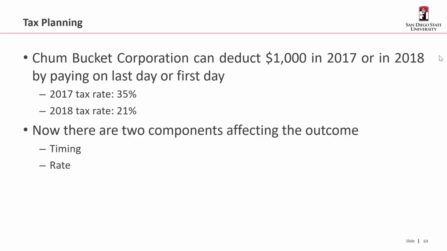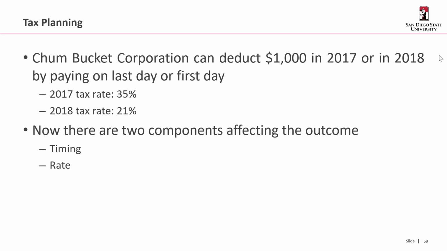So Chum Bucket Corporation can deduct $1,000 in 2017 or in 2018 by paying on the last day or the first day of the year. So it can either make the cash payment in 2017 or make the cash payment in 2018. The big difference between 2017 and 2018 is we had a giant tax rate reform. So in 2017, corporations paid at a top marginal rate of 35%. In 2018, it's a flat 21%.